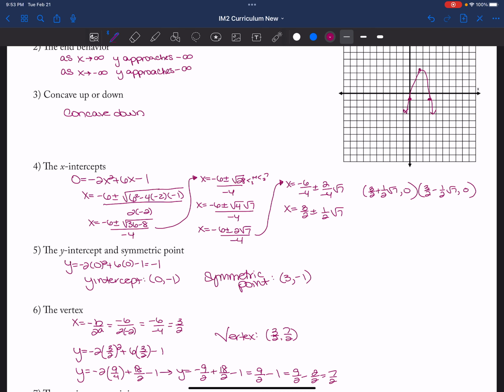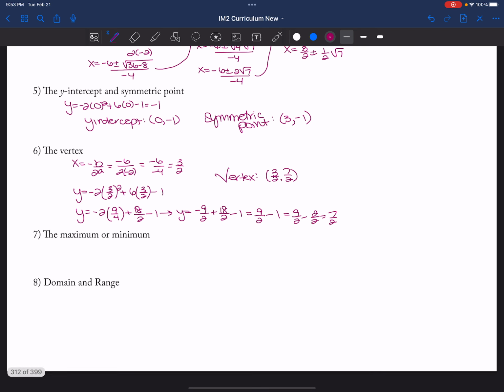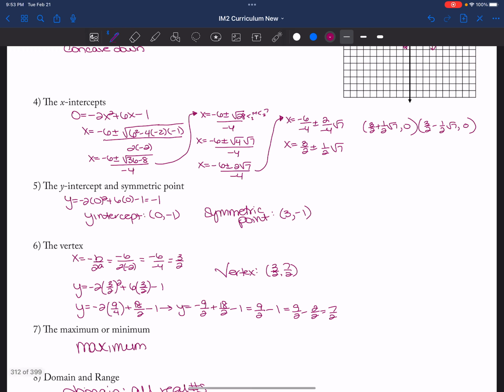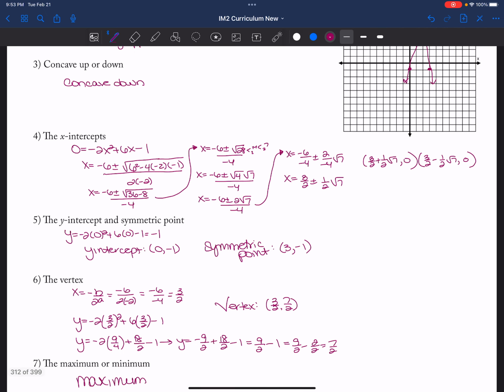Okay. My maximum or minimum, it is a maximum because it's opening downward. And my domain is all real numbers. And my range has to be y is less than or equal to whatever my vertex is. So that's 7/2.